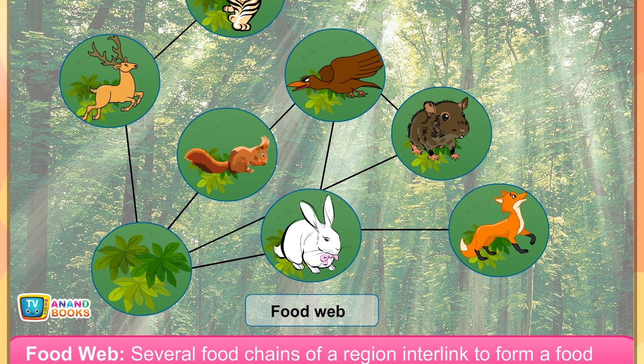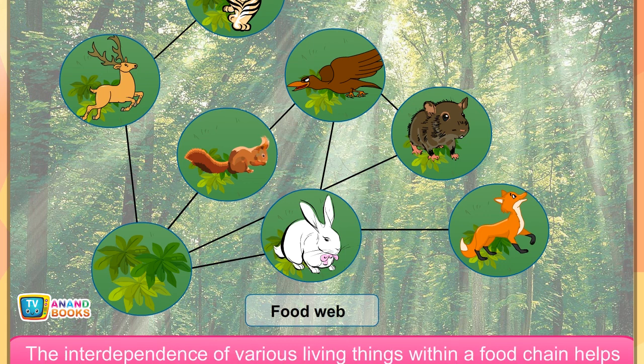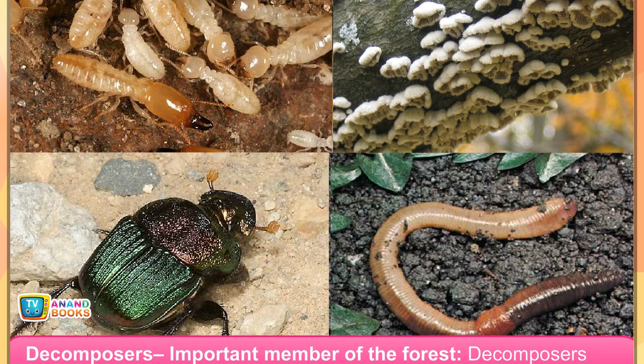Several food chains of a region interlink to form a food web. A food web tells how plants and animals are closely linked. If any member is affected, the entire food web gets disrupted. The interdependence of various living things within a food chain helps in maintaining the balance of plant and animal populations in the forest.